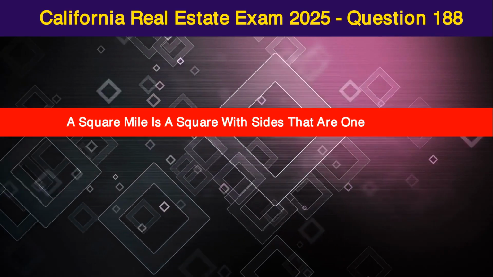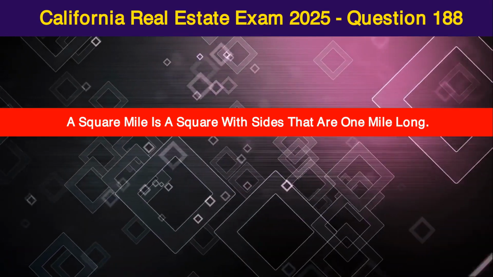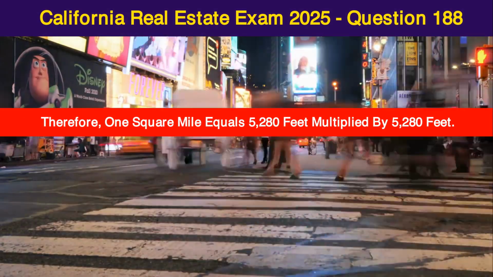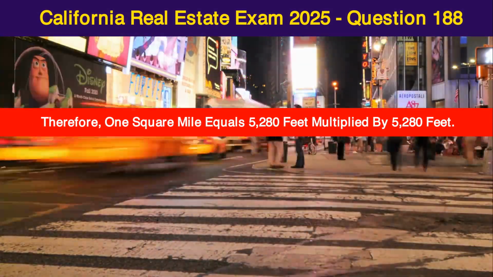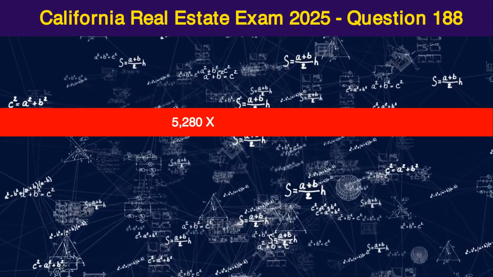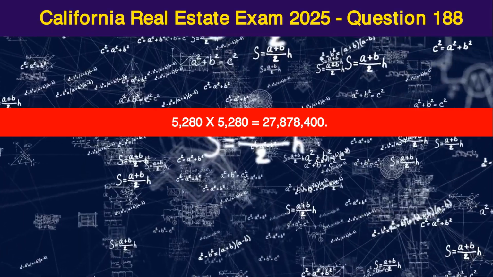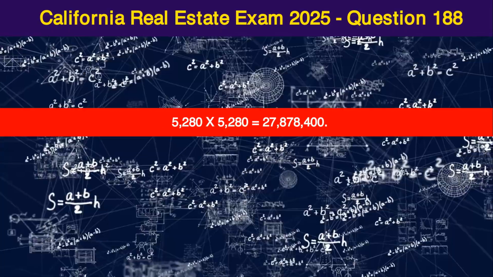1 mile equals 5,280 feet. A square mile is a square with sides that are 1 mile long. Therefore, 1 square mile equals 5,280 feet multiplied by 5,280 feet. 5,280 times 5,280 equals 27,878,400.